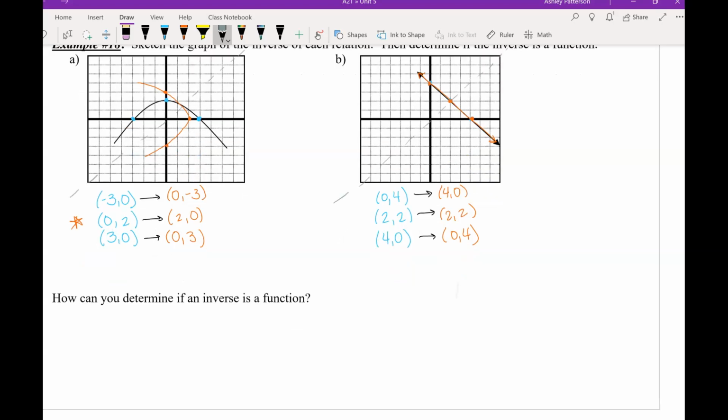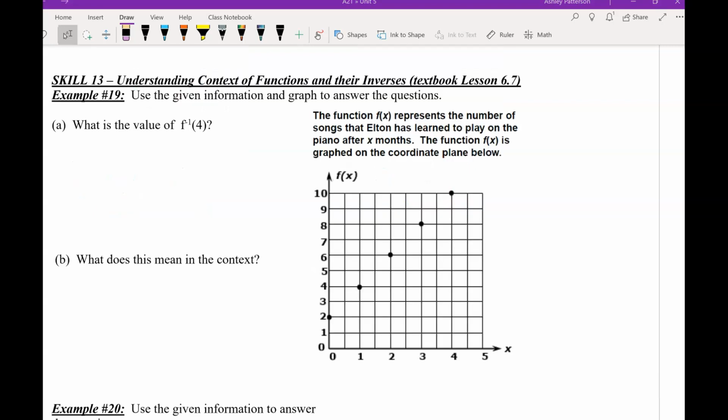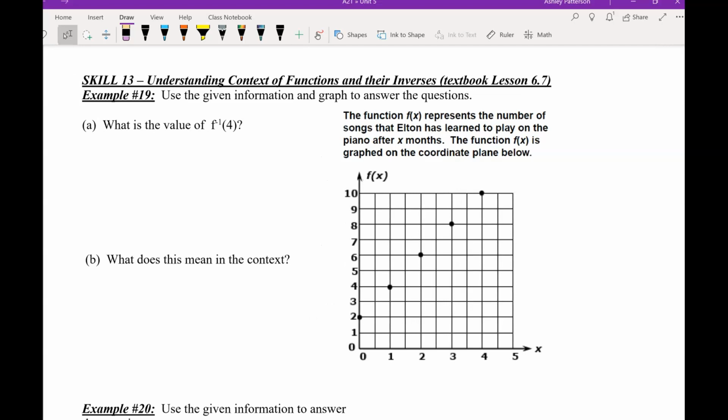All right, pause this video, please. How can you determine if an inverse is a function? I'd like you to, in your own words, state, well, algebraically, numerically, graphically, domain and range elements, all of that should be written down. Please pause and then come back and join me. Hopefully you guys did pause and write down in your own words some reminders.